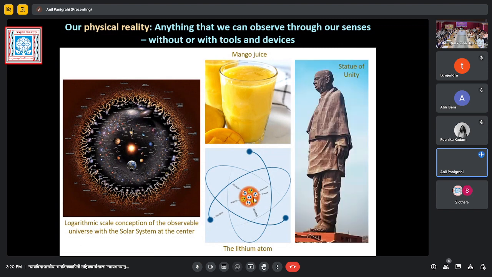So what it means is whatever we can observe with our senses is our physical reality. And what philosophy and science both try to do is to explain what the physical reality is in reality. So that is what science and philosophy both try to explain.